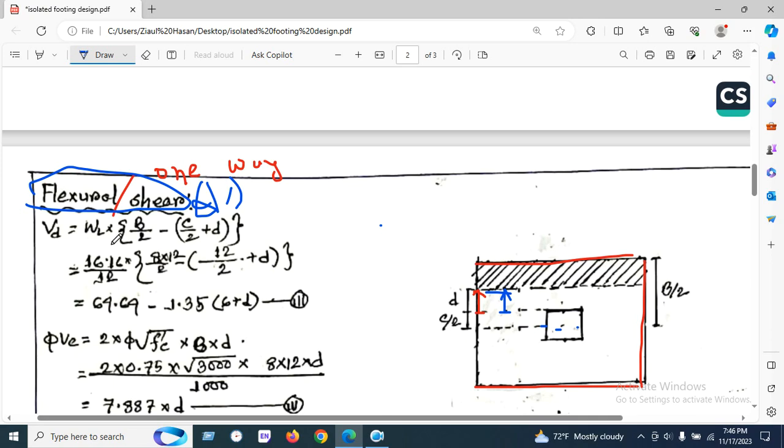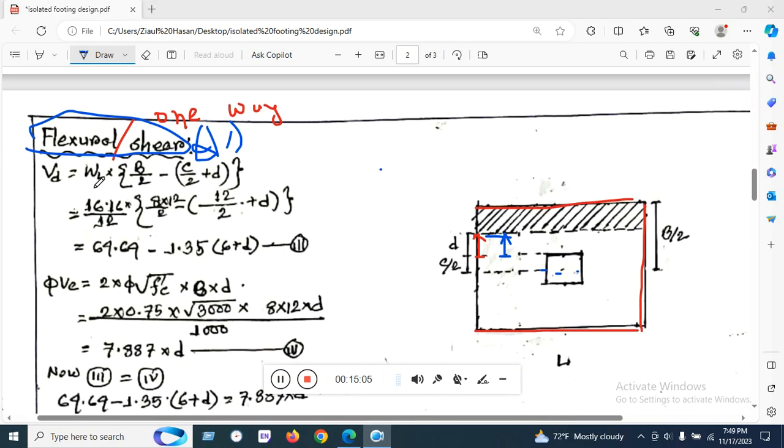D by 2 is here, and WL we have already calculated as the uniform load, and B by 2 is here, but we have to deduct the value of C plus D. We have shown WL, the uniform unit weight of soil pressure in the L direction, and B by 2, and deduct this value from the center of the column, which is C by 2 plus D. So we deduct this value and find this strip.